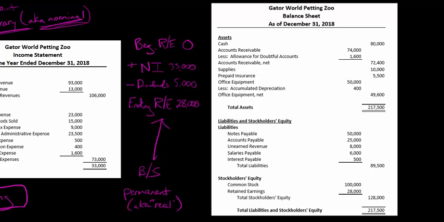So what we've done is we took all the temporary accounts from our income statement, we netted them together to give us the net income, and then we took those temporary accounts, zeroed them out, closed them out, and transferred them to the permanent retained earnings account. So that's how the income statement and the balance sheet are related to one another.